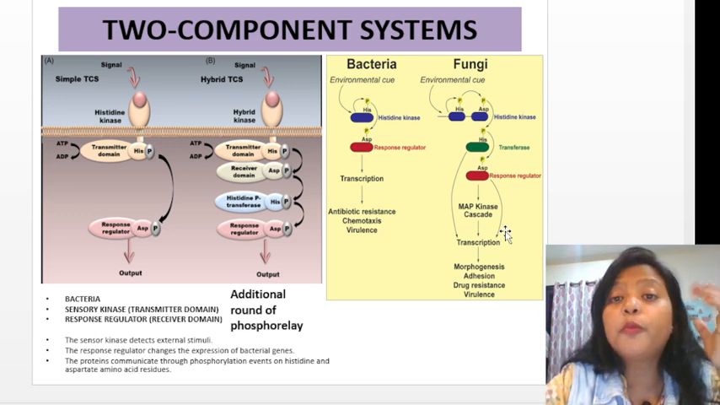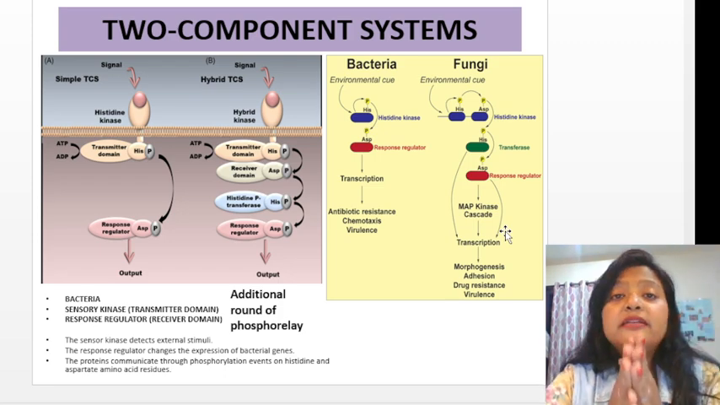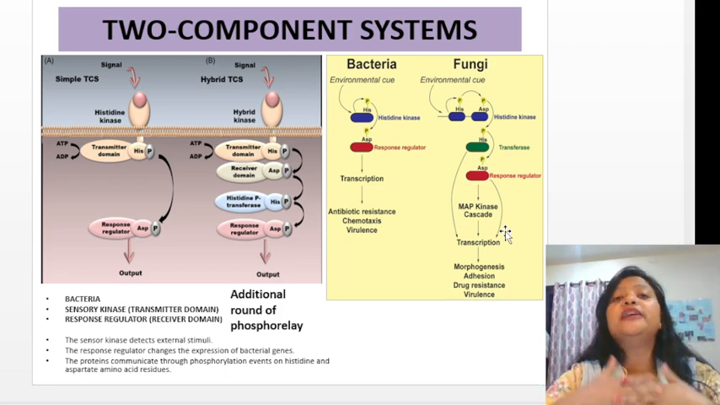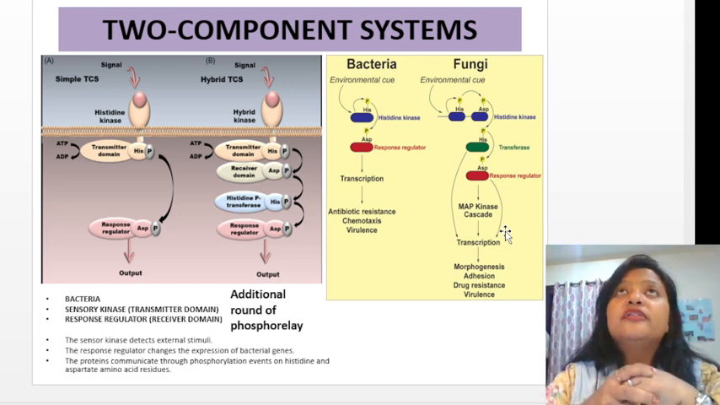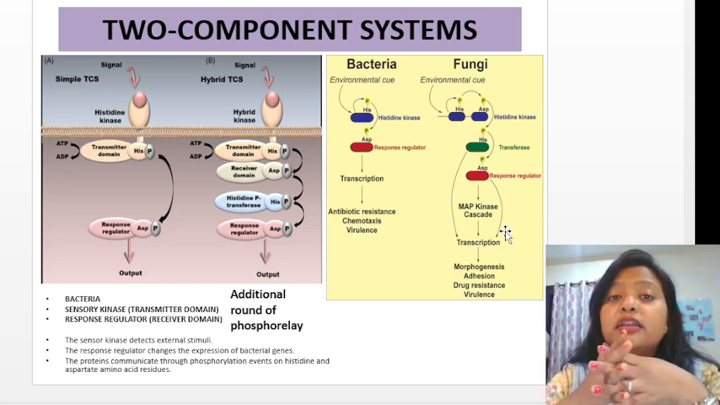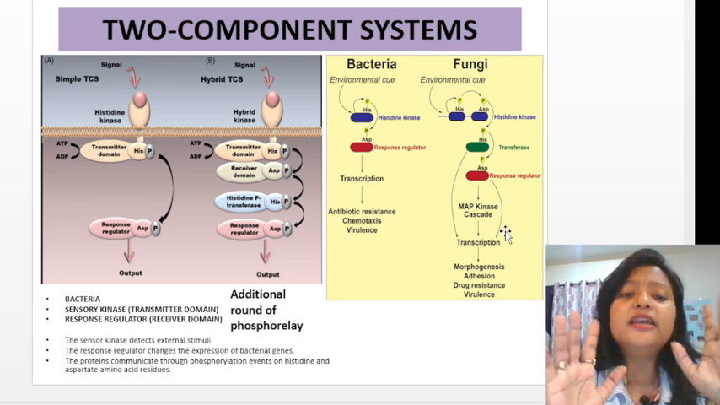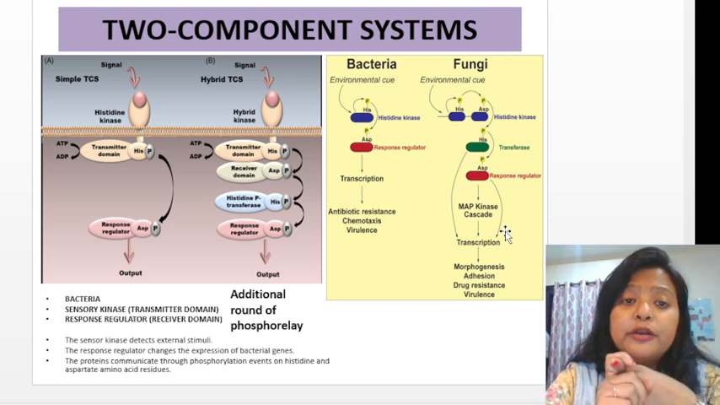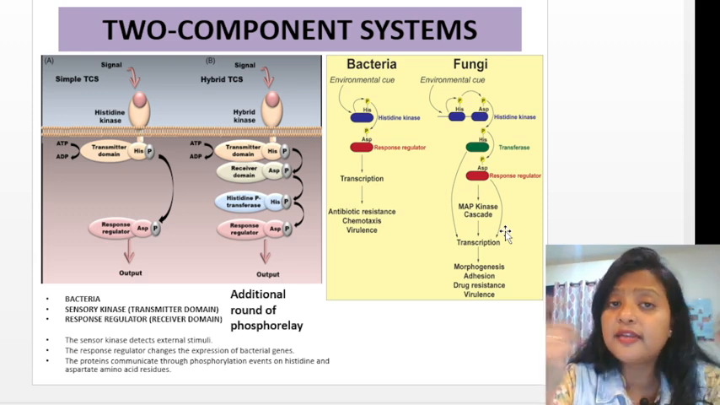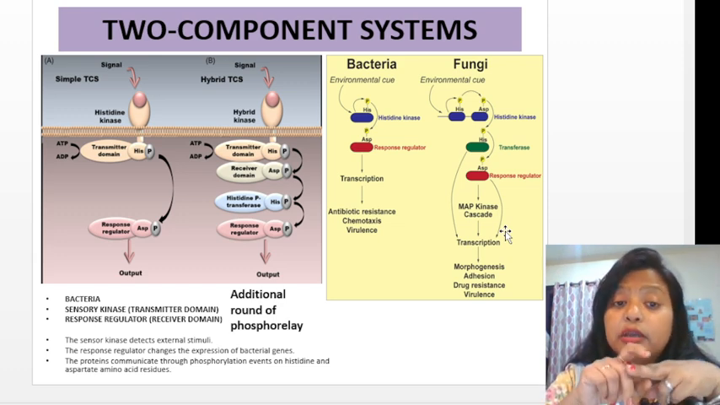Now coming to the two component system. In the two component system, the bacteria and plants, when they respond to the external environment, when they respond to environmental changes, they do it with the help of these two component systems. Here there are two components. One component is the sensory kinase, the sensor, which is the transmitter domain, and then there is also the response regulator, which is also called the receiver domain.